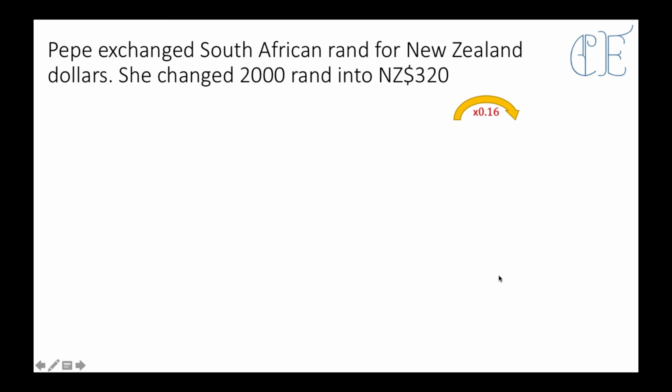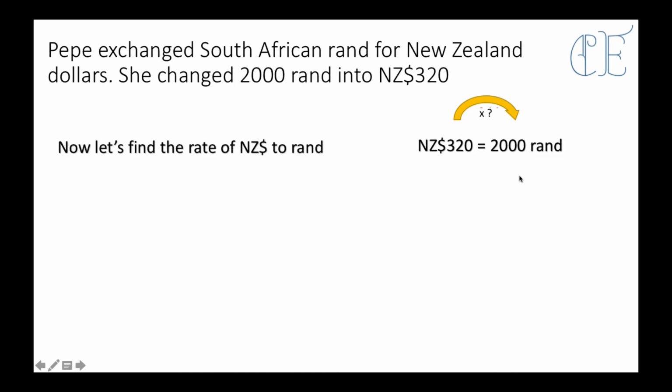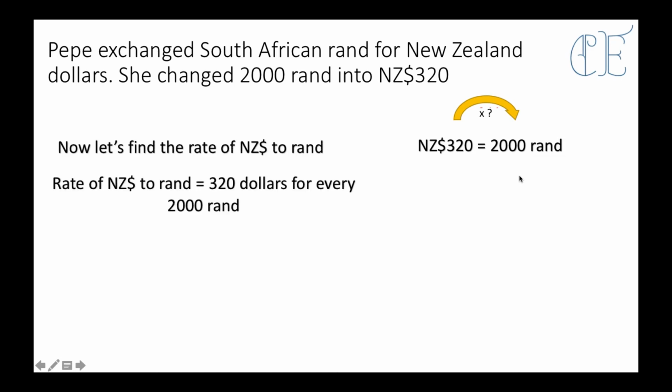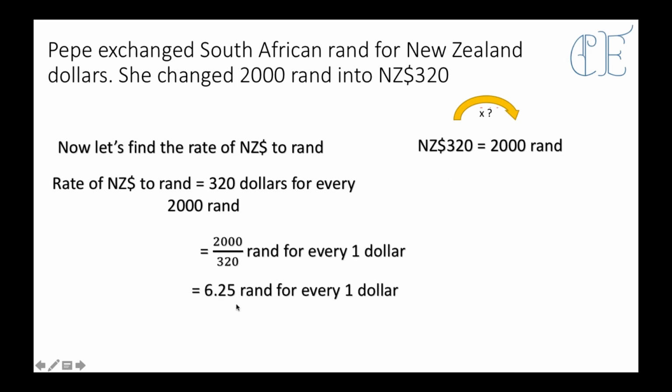The next thing that we're going to look at is working out how many rand $1 is worth. So it's the opposite. So here I've changed it around now. I've swapped them over. I've put dollars this side and rand this side, and I want to know what I had to multiply by to get from 320 to 2,000 rand. So what I need to do is exactly the same as we did before, but the other way around. So I do 2,000 divided by 320 this time, and I want to write my exchange rate like so. $1 is worth 6.25 rand.